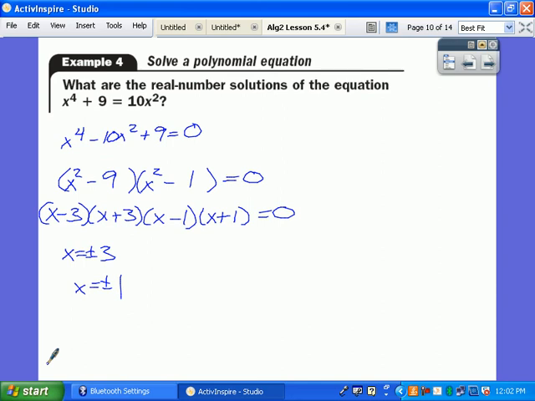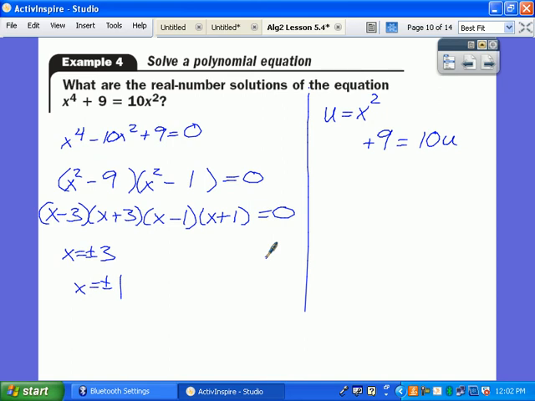I want to show one other approach, one other way to visualize or approach this problem. And that is to make a substitution. And so I'm going to use the letter u, and I'm going to let u represent x squared. Okay. So every x squared in that function, I'll rewrite it as a u. So on the right-hand side of the equation, I get equals 10u. And then I get 9 plus, but now how do I write x to the fourth in terms of u?